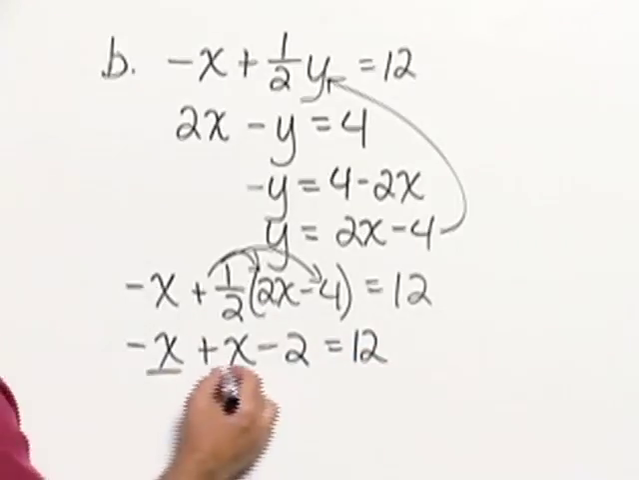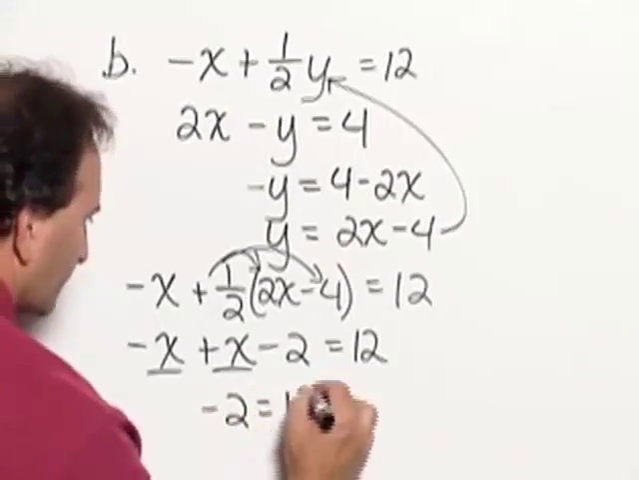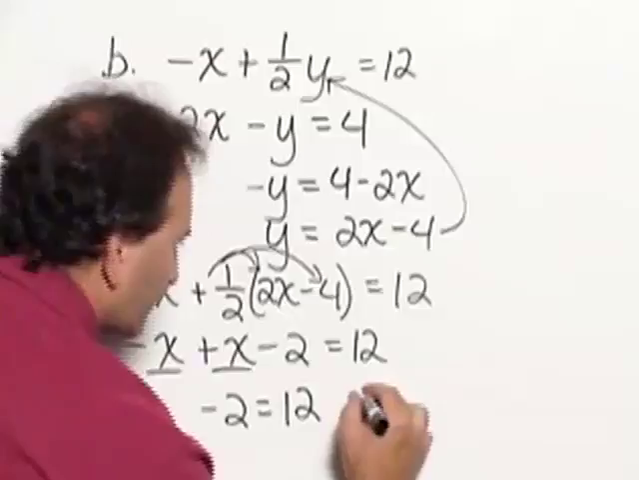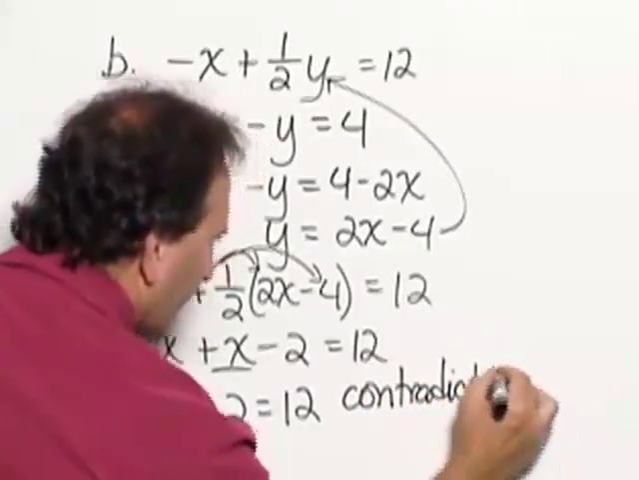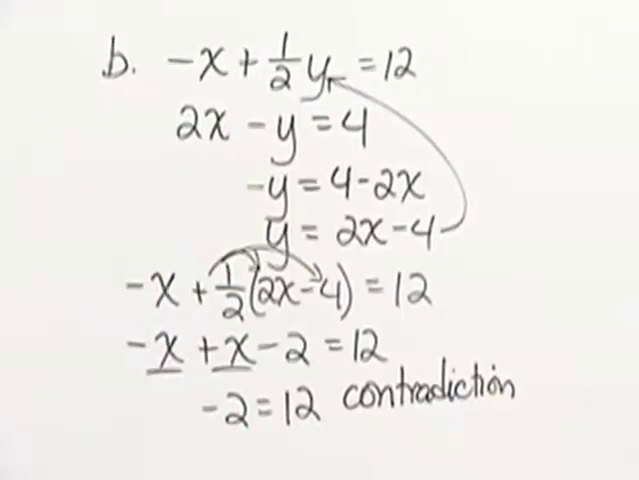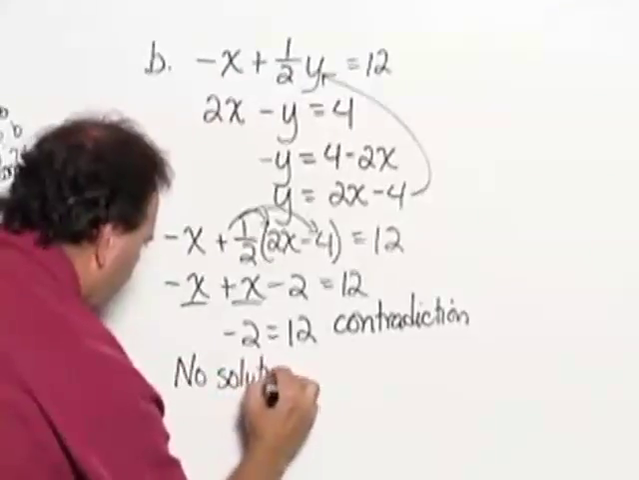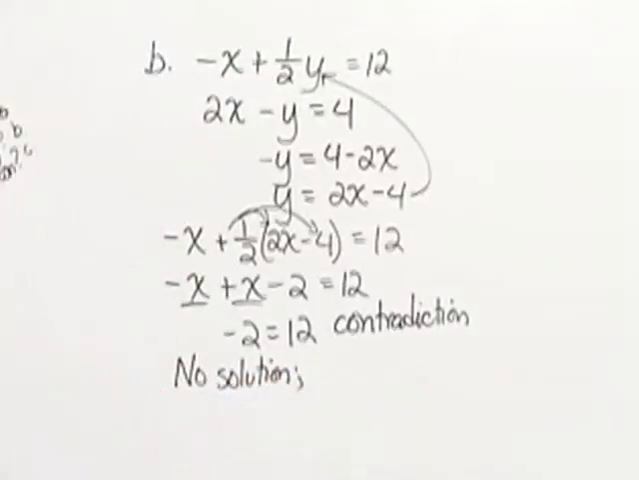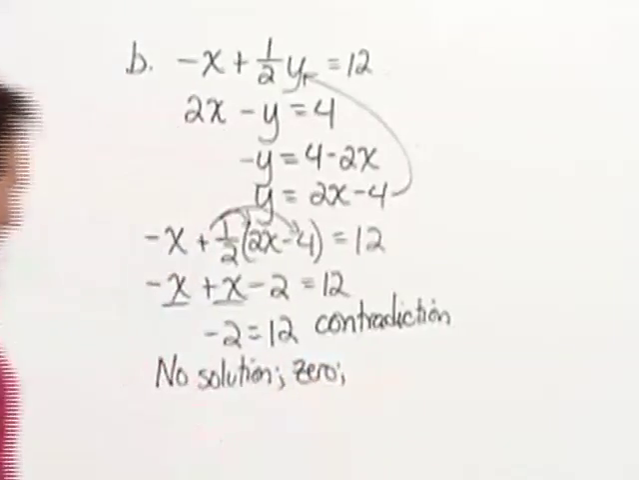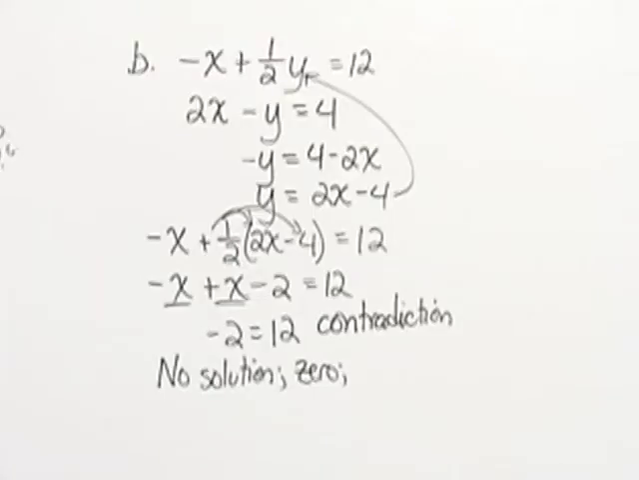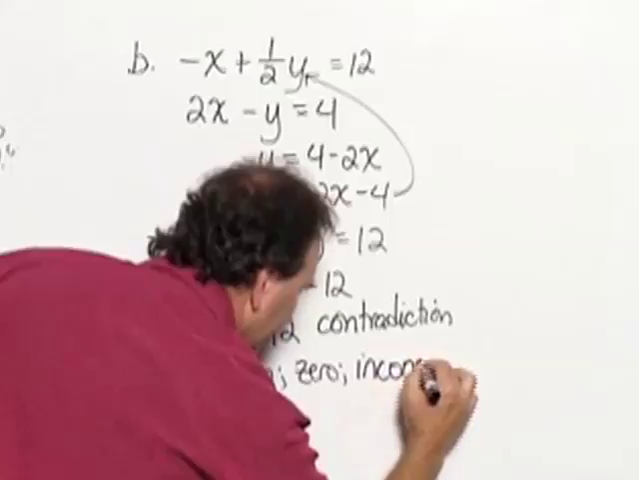Look what happens. Negative x plus x combine to 0, and we get negative 2 equals 12, which of course is false, or what we sometimes refer to as a contradiction. When that occurs, that means that there's no solution. Therefore, the number of solutions, we would say, is 0. Since there is no solution, we consider the system to be inconsistent.